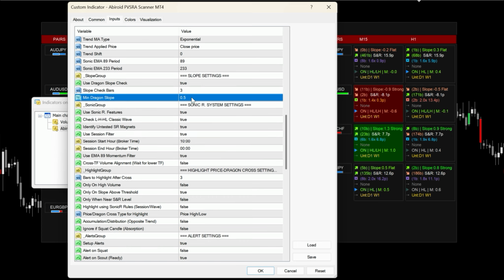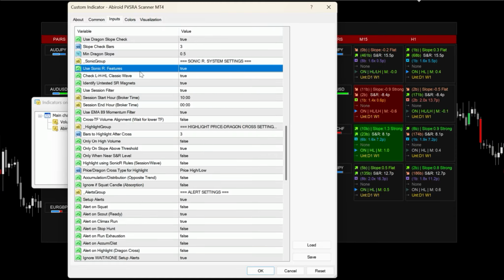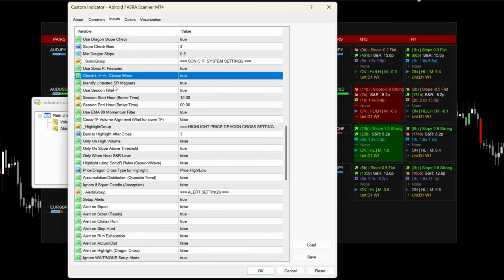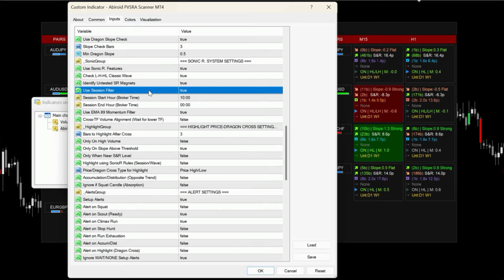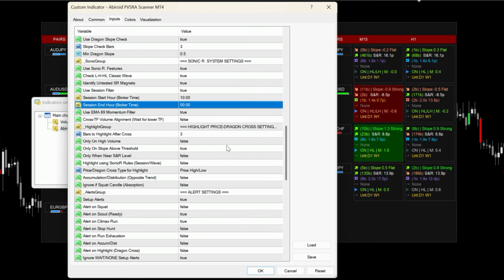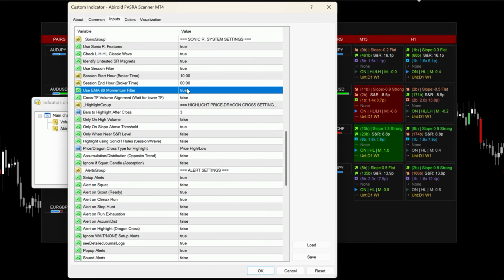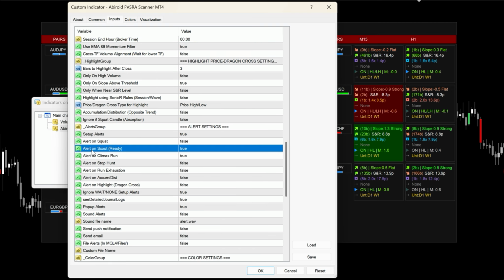If you want a really high slope, you can set this to 0.7 or 0.8, because this will give you a lot more signals. Now, if you are using the Sonic R features, like if you want to track the high-low waves forming, in that case you can select these to true, and it will check for these SR magnets, like daily and weekly magnets. And if you want to use session filters, so you can mention the start and end hour, and this is the momentum filter. Now all of these filters, they will collectively form this, whether the scout is ready or not.